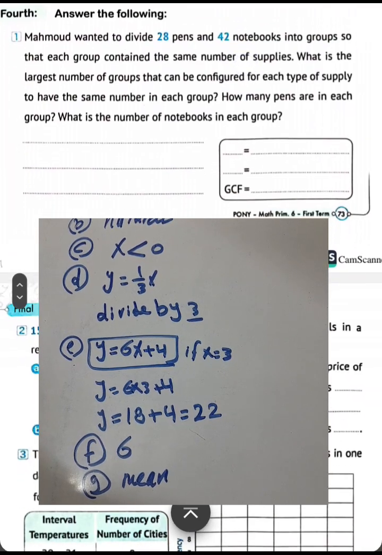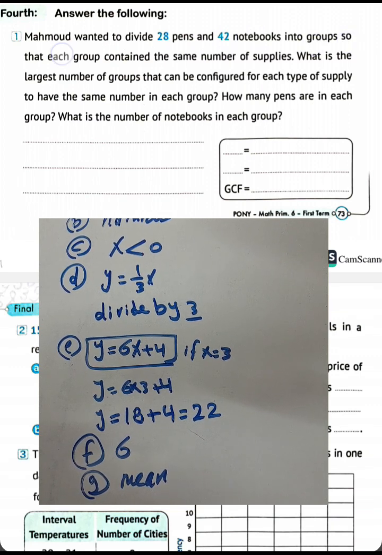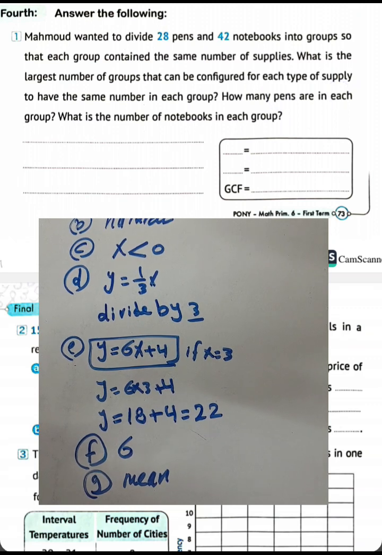Fourth, number 1. Mahmoud wants to divide 28 pens and 42 notebooks into groups so that each group contains the same number of each supply. What is the largest number of groups that can be formed so that each type of supply has the same number in each group? How many pens are in each group? And what is the number of notebooks?